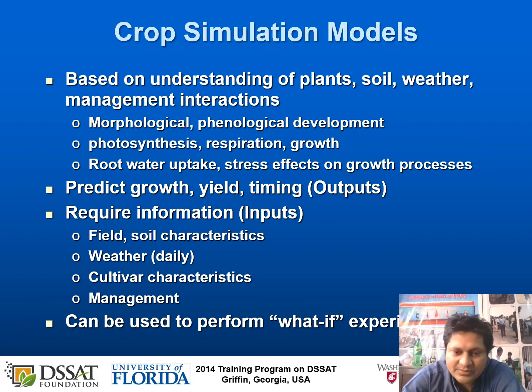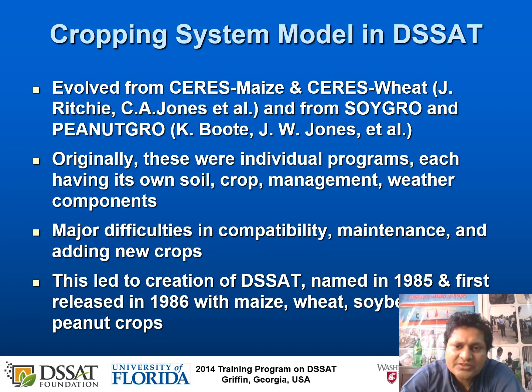These can be used to perform what-if experiments. The cropping system model in DSSAT evolved from the CERES maize and CERES wheat models by John Ritchie, and from the SOYGRO and PNUTGRO models by Boote and Jones. Originally, these were individual programs, each having its own soil, crop management, and weather component. There was major difficulty in compatibility, maintenance, and adding new crops. This led to the creation of the DSSAT name in 1985 and the first release in 1986 with maize, wheat, soybean, and peanut crops.